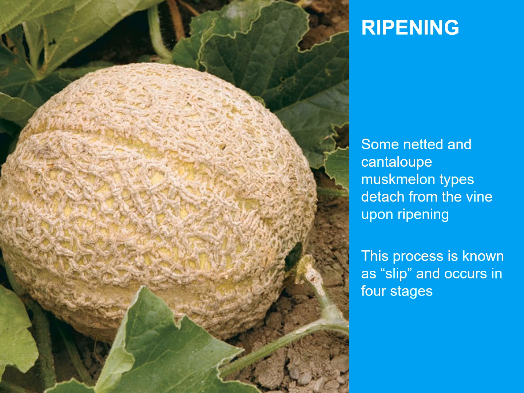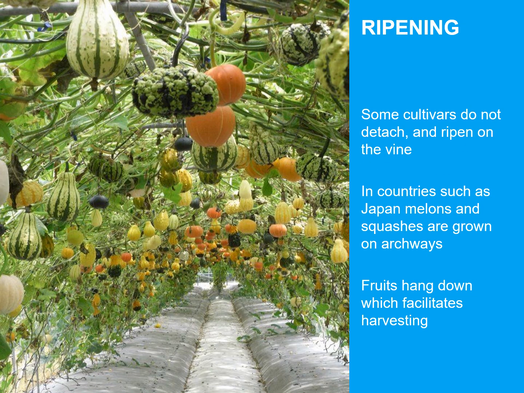In terms of ripening, some netted melons and cantaloupe muskmelon types actually detach from the vine themselves when they're ripe, and this process is called slip, and it occurs in 4 stages. For the harvesting of these types of melons, the grower can actually wait for the plant to naturally detach from the growing vine. Not all types do this, so some have to be harvested manually when the fruits ripen. As I said, many cultivars do not have that property and do not detach from the vine upon ripening.